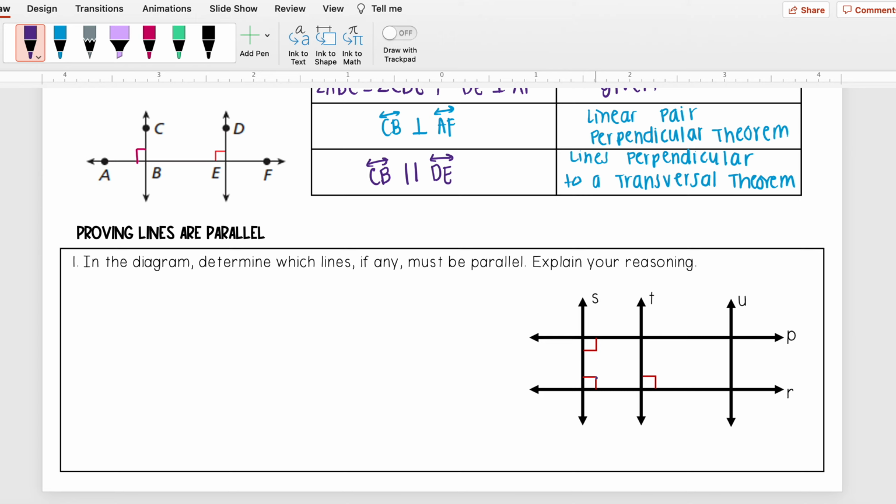So I see I have a couple of different lines perpendicular to a line, because I know from these right angles. So the first thing I notice is that S is perpendicular to R. I also see that T is perpendicular to R. So since S and T are both perpendicular to my line R, that means that they're parallel. So I know that S is parallel to T.